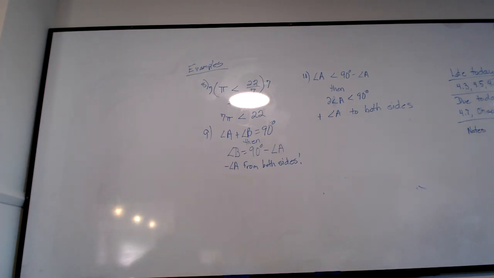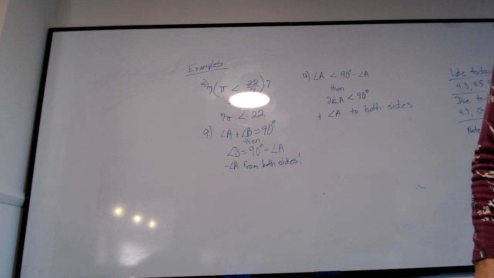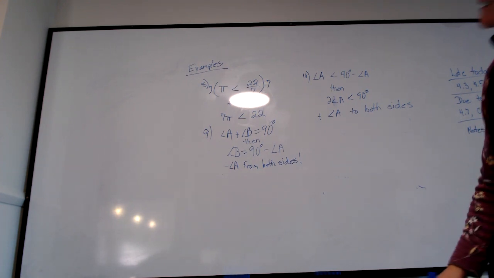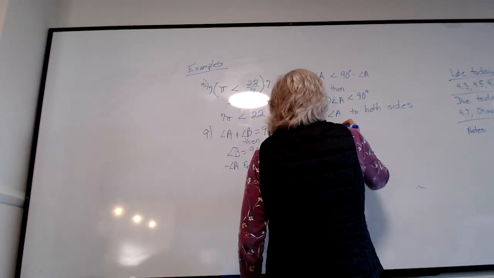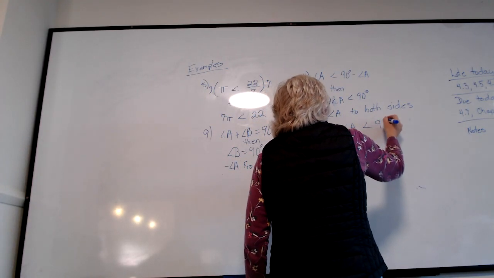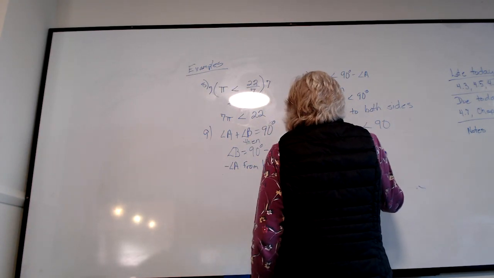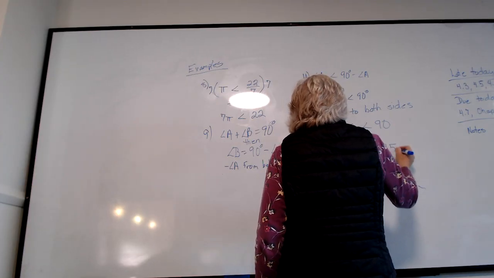I don't care if you give me the actual inequality name or anything like that. I just want you to tell me that you added the same thing to both sides. And that's very true. The last one is, if twice angle A is less than 90, so we're just really looking at this, twice angle A is less than 90, then angle A is less than 45 degrees.